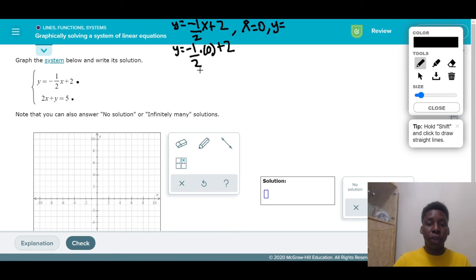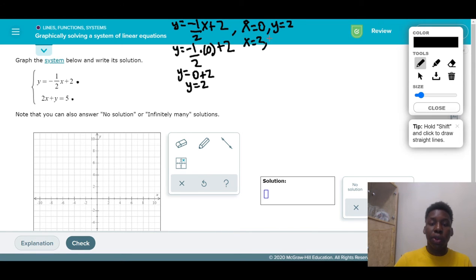We have to work on this first. So when we work on that, that is minus 1 over 2 times 0. I know anything times 0 is 0, right? So that would be y equals 0 plus 2, so y equals 2, right? So we already got that covered. So, when x equals 0, y equals 2. Next, we can set another value for x and say when x equals 2.